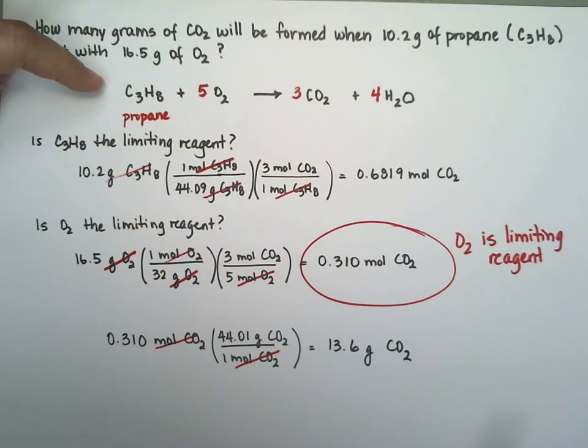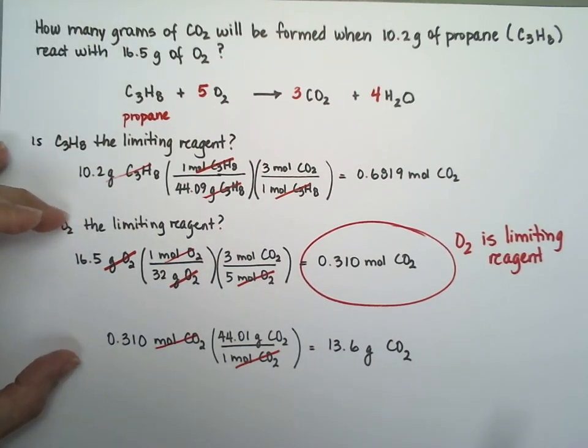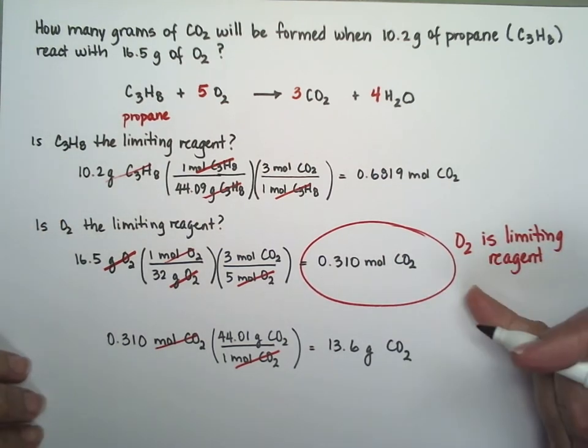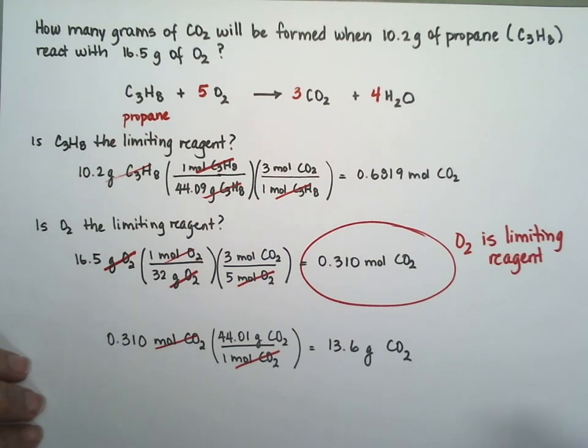I will have a little bit of propane left over because I only had a small amount of oxygen. I didn't have enough oxygen to react with all the propane. That's why oxygen is your limiting reagent. And I can make 13.6 grams of CO2.